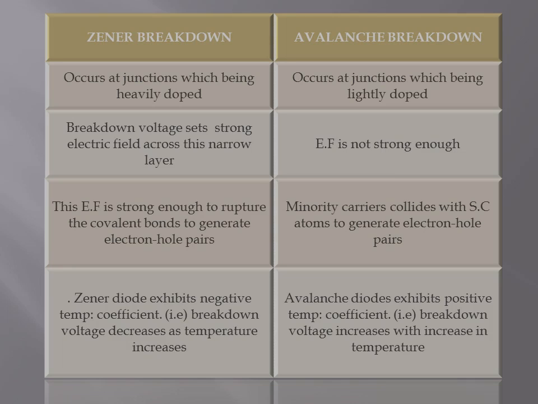And the last one is that Zener diode exhibits a negative temperature coefficient. Very important point. Breakdown voltage decreases as the temperature increases, so it shows the negative temperature coefficient. While in avalanche breakdown, it exhibits a positive temperature coefficient. It means breakdown voltage increases with the increase in temperature. This is a very important point which makes the difference between the Zener breakdown and avalanche breakdown.